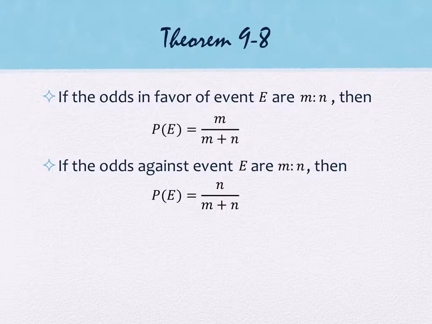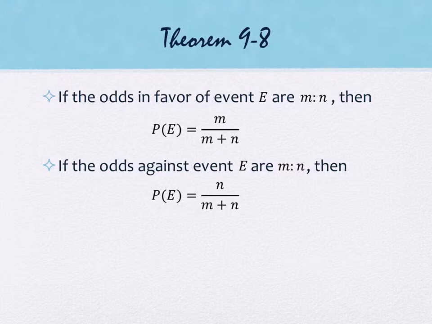Now, the part that's not quite the same, or that we haven't exactly seen written this way, is this odds against business. So if the odds against the event happening are m to n, then the probability of the event happening would be n on top, because that's the way that it happens as a desired outcome, and then still the m plus n on the bottom.